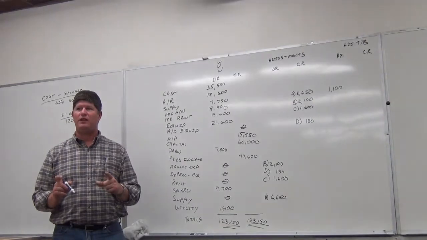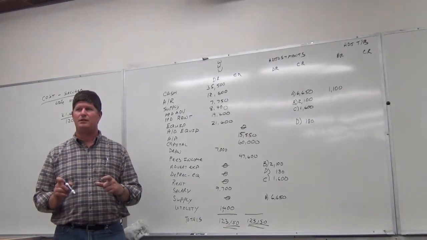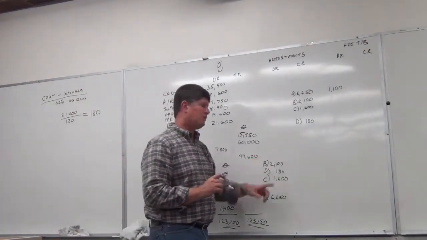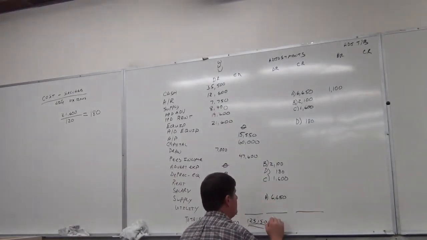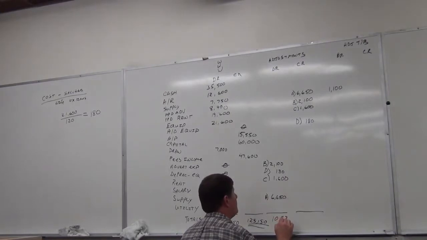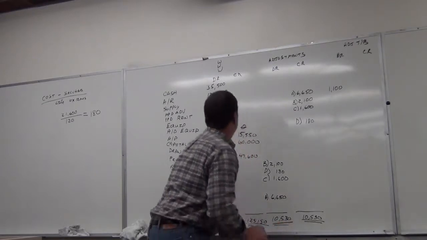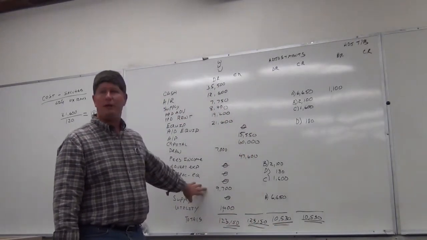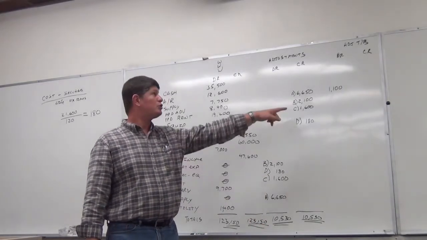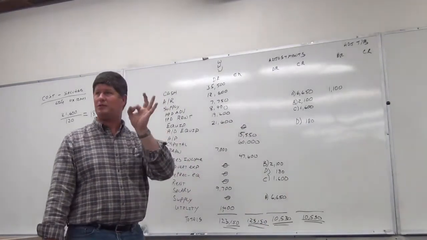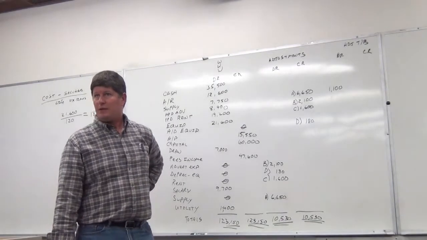Is that all of the adjustments? Has anyone totaled these? 10,530. Okay. My trial balance was in balance. My adjustments are in balance. So I've got a good shot at getting my adjusted trial balance to be in balance. Okay?